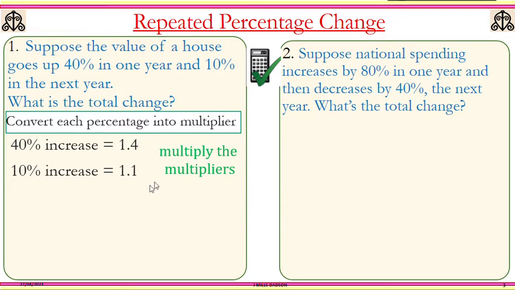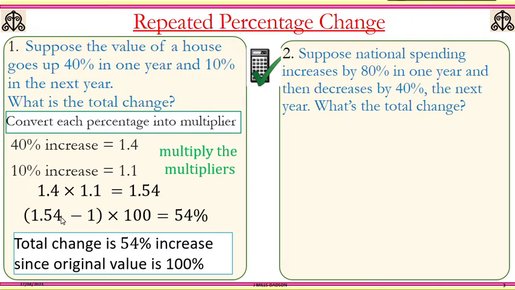Now, if we multiply these two multipliers, we have 1.54. We can even see our answer clearly from here. Original amount is 100%, which is 1 whole. So if it is 1 whole, and it's now 1.54, you take 1.54 minus 1, times 100, which gives 54%. So that tells us that the price has gone up by 54% and not 40 plus 10, which some may claim is 50%. So we will say total change is 54%.